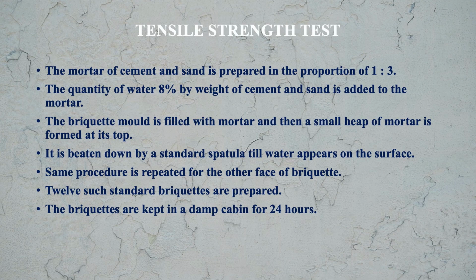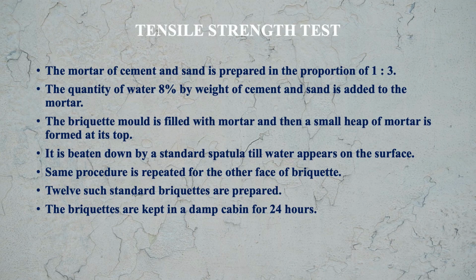The mortar of cement and sand is prepared in the proportion of 1:3 as we did in the compression strength test also. Now the quantity of water, 8% by weight of cement and sand, is added to the mortar. The briquette mold is filled with mortar and then a small heap of mortar is formed at the top. It is beaten down by a standard spatula until water appears on the surface. The same procedure is repeated for the other face of the briquette.